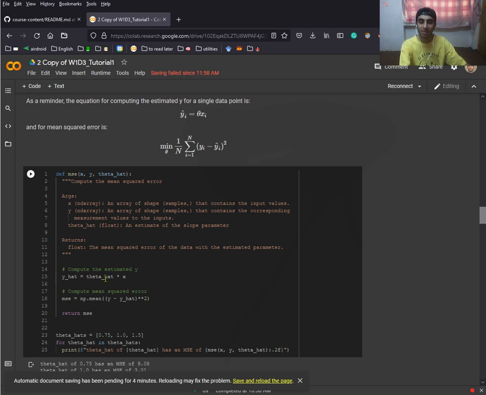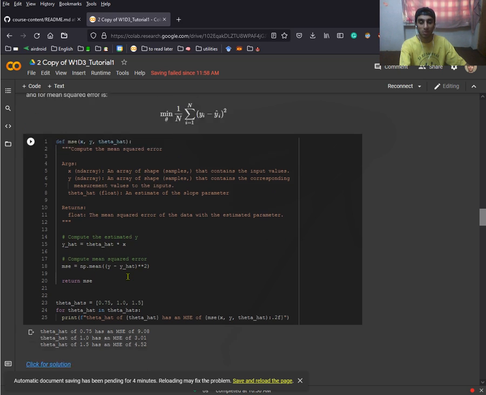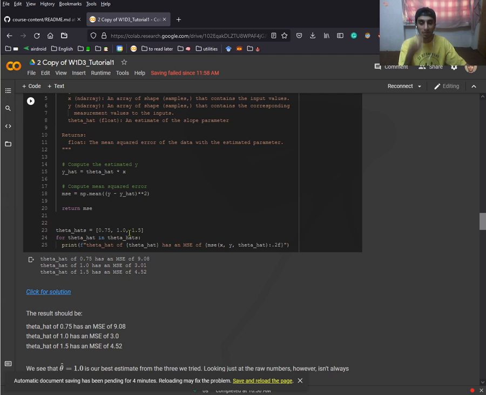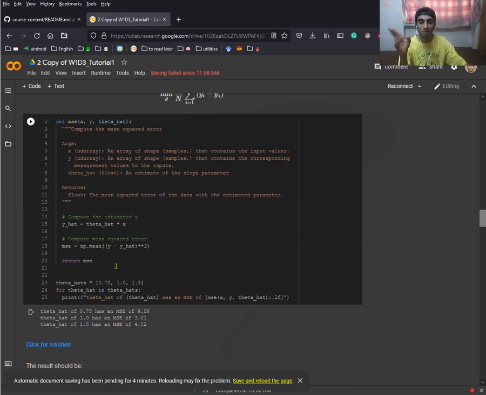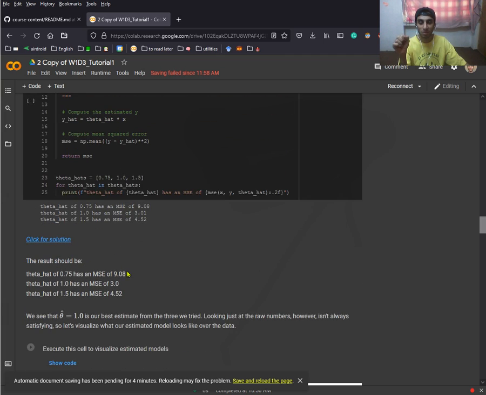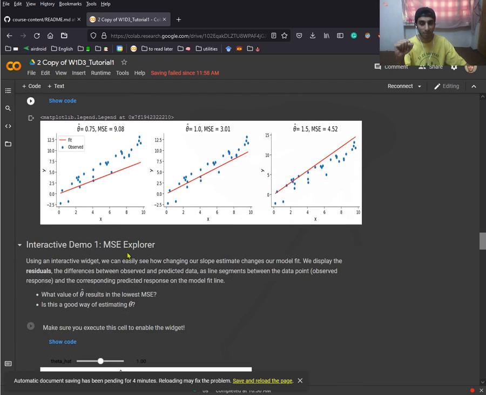And they generate predicted y as theta hat times x. And then they try their function with some numbers, and they calculate some MSE for that. And they found the theta hat of 1 has the lowest MSE. And this is the figure of that, with theta hat 0.75, theta hat equals 1, theta hat equals 1.5.